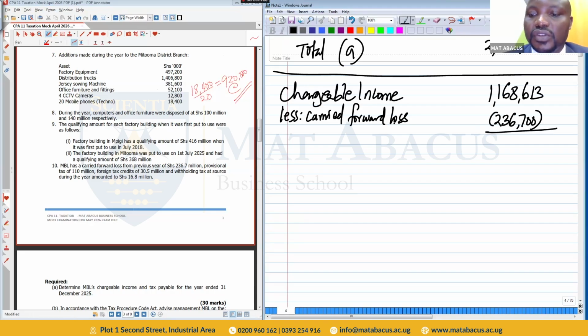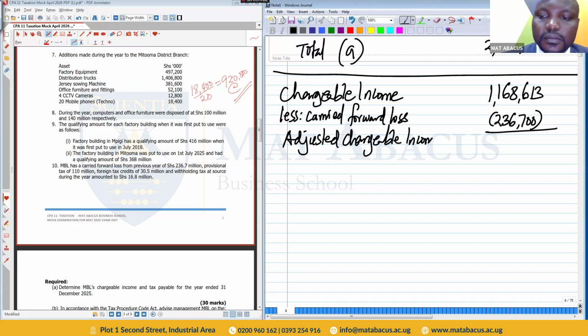So you less that. When you less that, you get what we call adjusted chargeable income. So you have gotten 1,168,613 minus 236,700. Once you erase that, you get 931,913.